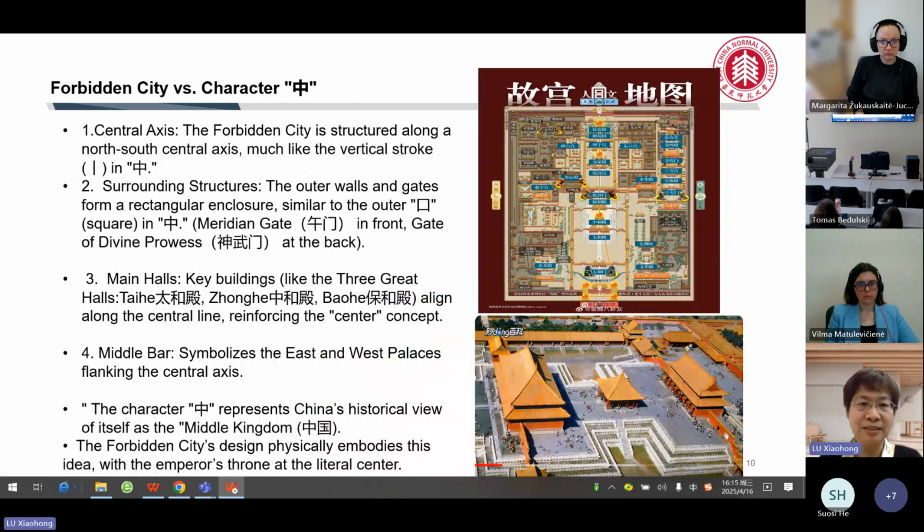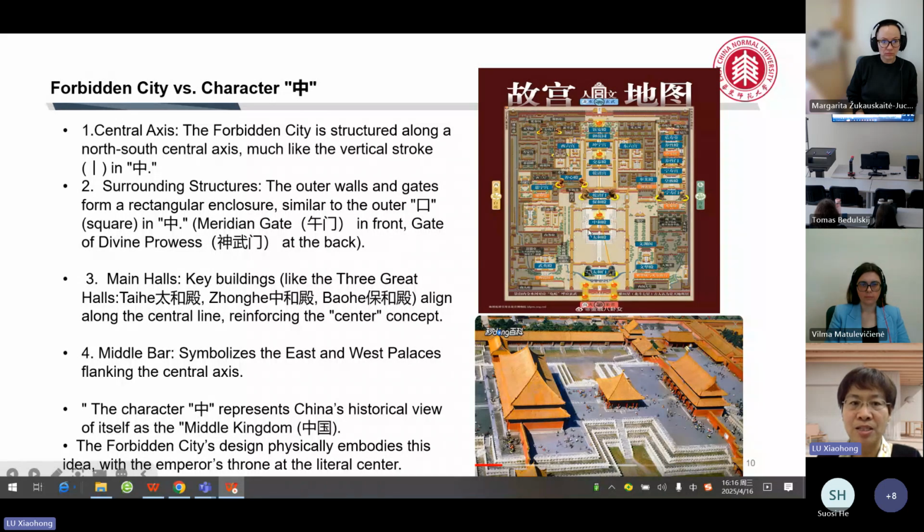If you take a close look at these two, the Forbidden City and the character Zhong, you can find a central line, that is a central axis. The Forbidden City is structured along a north-south central axis. This is actually a principle of Chinese architecture, and it follows feng shui principles. So the direction is from north to south, with the building facing south. This is the front gate, and this is the back gate. So it's very much like a vertical stroke.